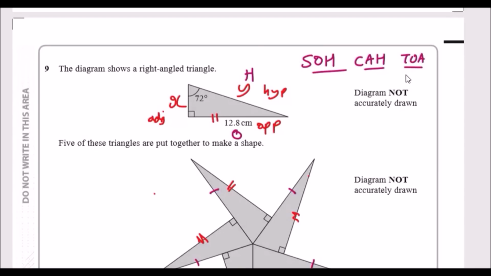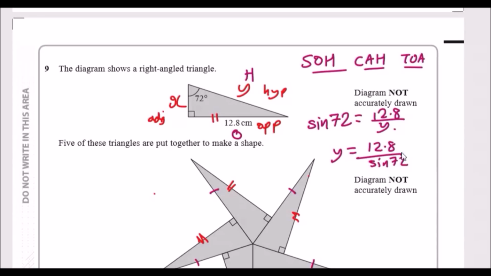To write this as an equation, SOH is always written as sine of the angle, i.e. 72, equals the opposite over the hypotenuse. It's the same with the rest: cos equals adjacent over hypotenuse, tan equals opposite over adjacent. So in this case, the opposite is 12.8 over the hypotenuse, which is y. Now just make y the subject: multiply y across and move sine 72 to the left. So y equals 12.8 over sine 72.